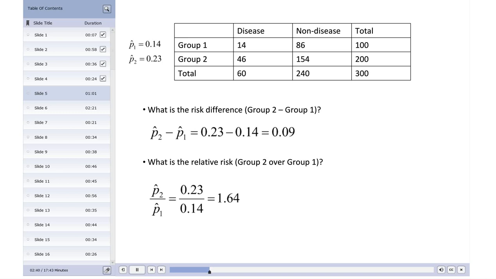The second question says, what is the relative risk? And it says Group 2 over Group 1. To calculate relative risk, we're going to just calculate P2 hat over P1 hat, and we're going to just get 0.23 over 0.14, which is 1.64. And this number just says that the chance of having the disease in Group 2 is 1.64 times higher than the chance of having the disease in Group 1.